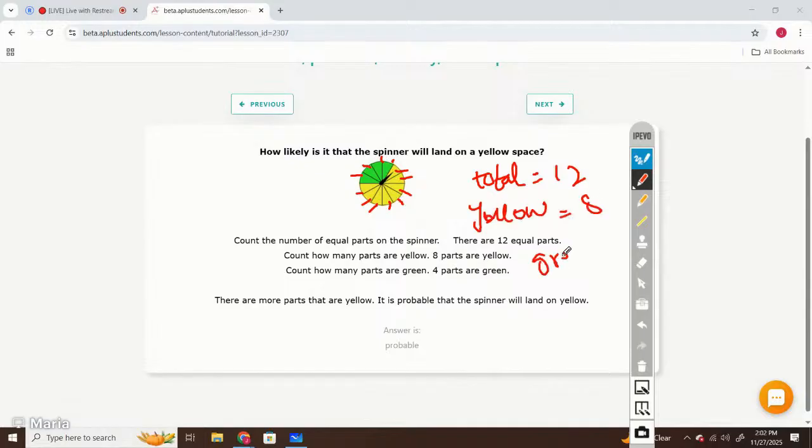yellow and the rest are green, right? So that means most of the portion is yellow, right? Because 8 of the portions are yellow. So that means it is probable the spinner will land on the yellow space because the spinner has more yellow space. So it is probable that it will land on yellow. Got it? So the spinner has more yellow portion. So that means it will land on yellow.